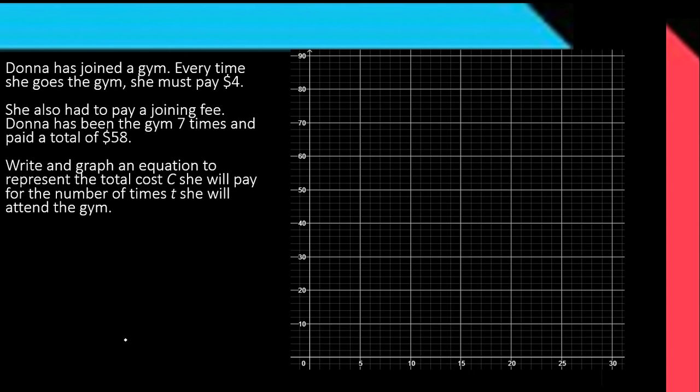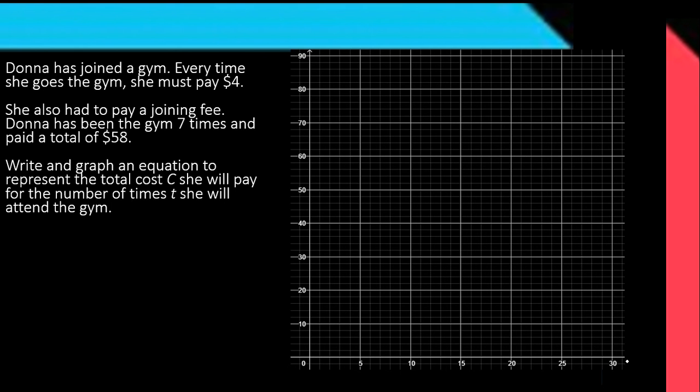Right, last question then, we're going to have a look at a real life problem. So in this question, it says Donna has joined a gym. Every time she goes to the gym, she has to pay $4. She also had to pay a joining fee. Donna has been to the gym 7 times and paid $58. Write an equation to represent the total cost C she will pay to go to the gym T times.